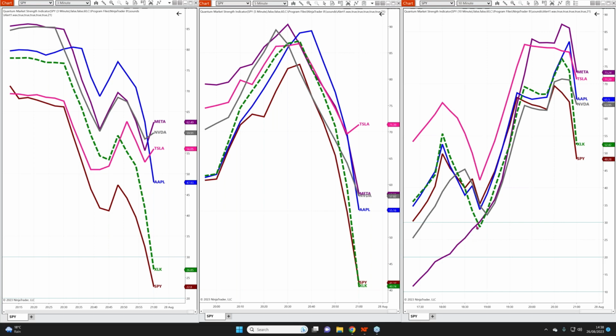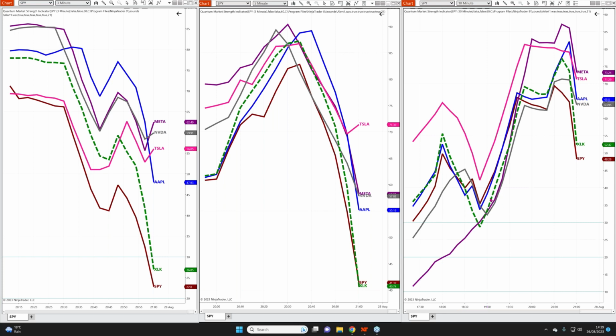We've got Meta, which continues to rise through this pullback in both the sector and also the other associated technology stocks. So it's quite an interesting divergence there. It doesn't go on a great deal. It's only over for an hour or so, from roughly 6 o'clock through to 7 o'clock.